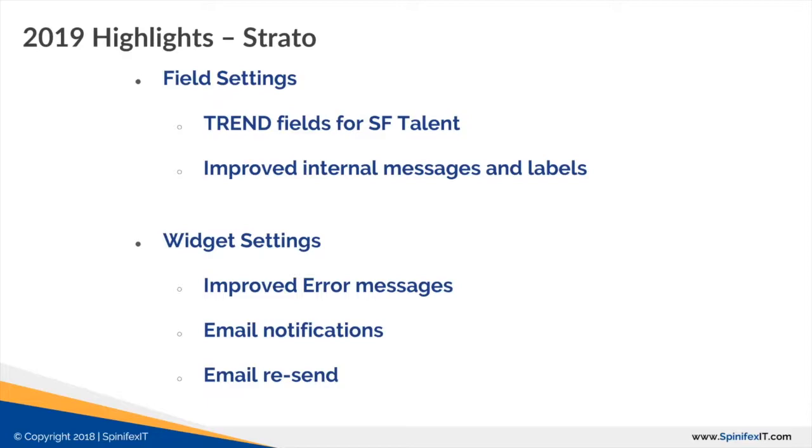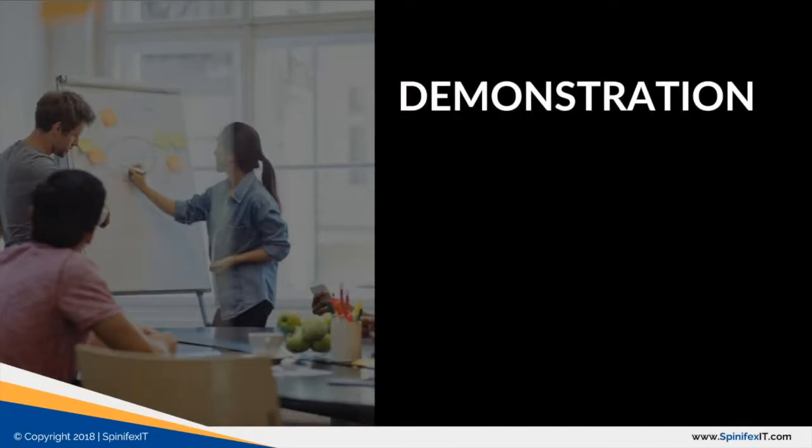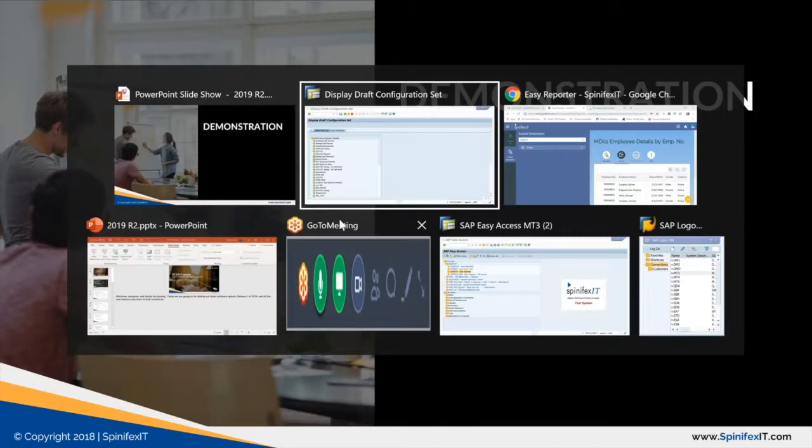At the widget level, the way in which Strato displays SuccessFactors error messages was improved, including the introduction of a retry or refresh button to help users resolve errors. Changes were also made in the notifications to reflect the status of emails sent from Strato, as well as the start and end dates. Last, email functionality was enhanced to allow users to try resending emails that were not previously sent successfully. So I thought today we'd come over here to Strato.